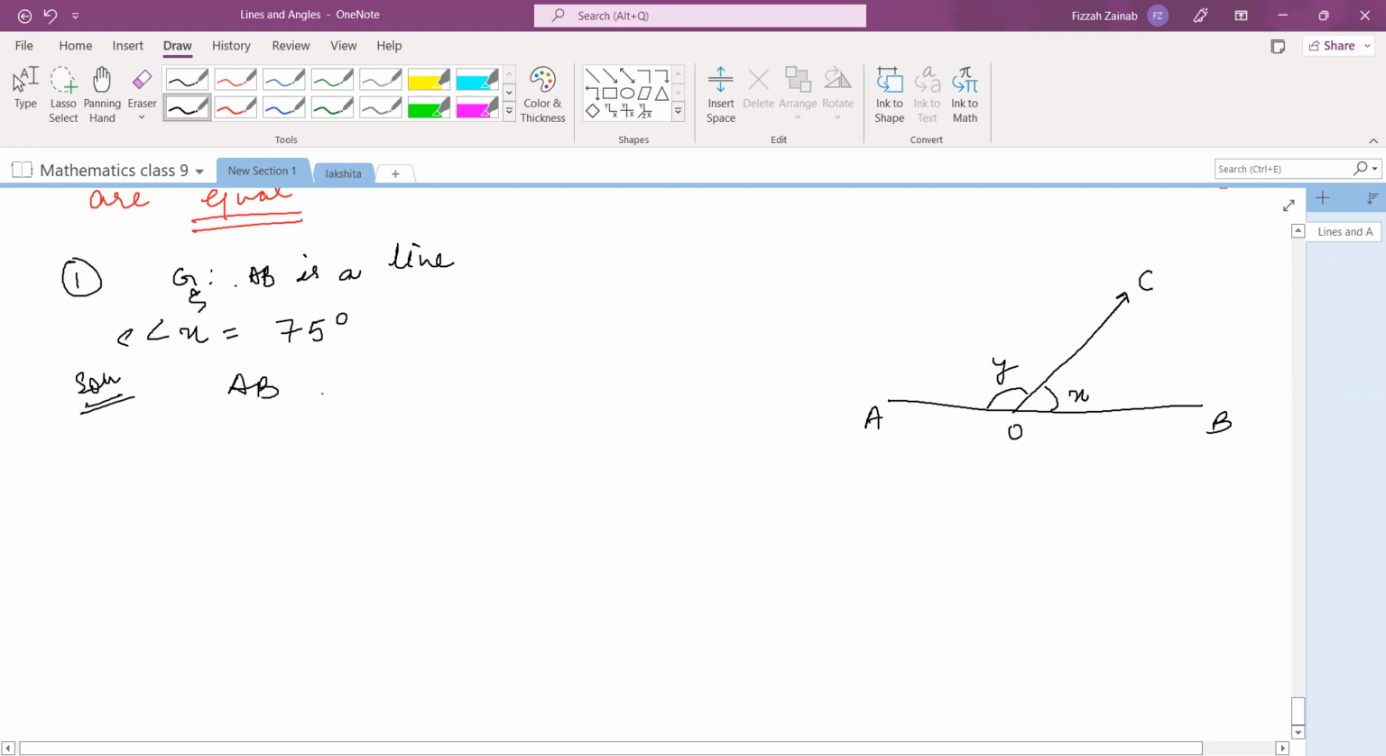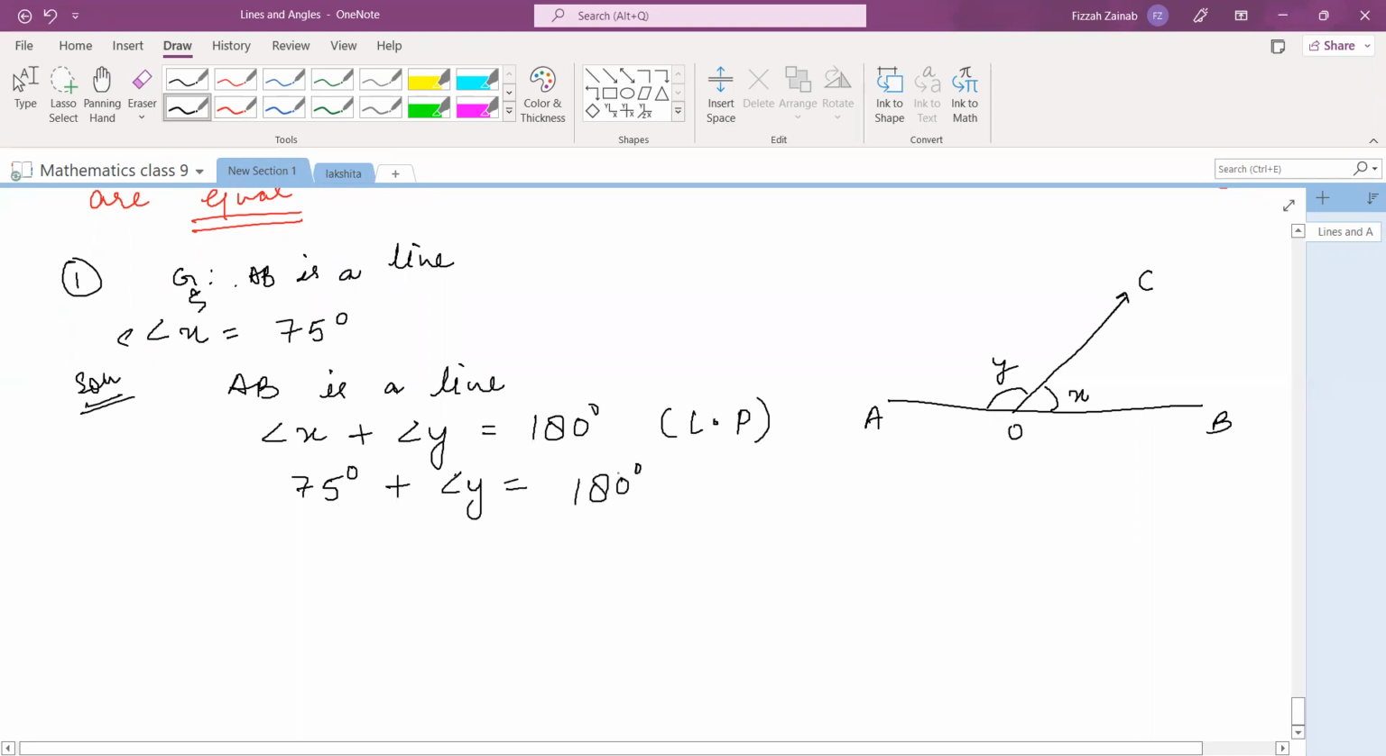So AB is a line, right? That means your angle X plus angle Y is equal to 180 degrees. That means they are forming a linear pair, isn't it? Correct. Now angle X is 75 degrees, plus angle Y is 180 degrees. Now how much is angle Y from here? Quickly tell me.